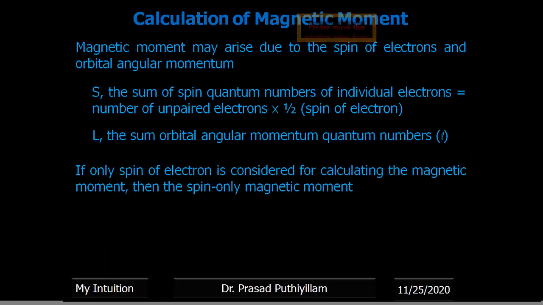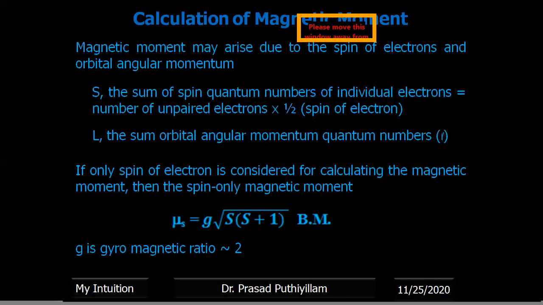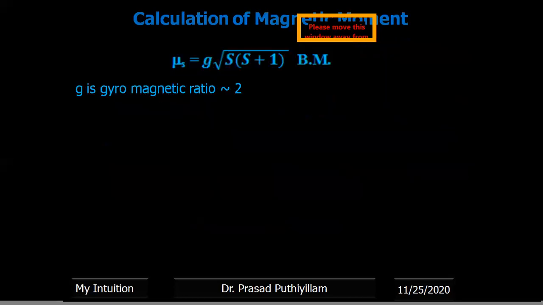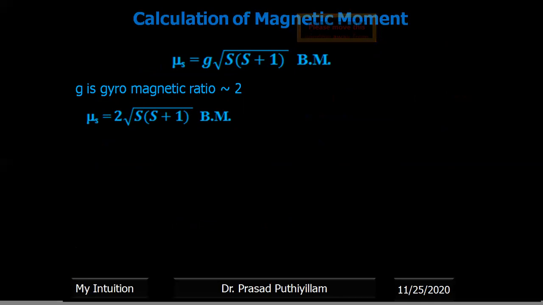If only the spin of the electron is considered for calculating the magnetic moment, then it is called the spin-only magnetic moment. The expression to calculate the spin-only magnetic moment, mu s, is equal to g multiplied by square root of S into S plus 1 Bohr magneton. Here g is known as the gyromagnetic ratio, a constant approximately equal to 2. Substituting 2 for g, mu s is equal to 2 square root of S into S plus 1 Bohr magneton.